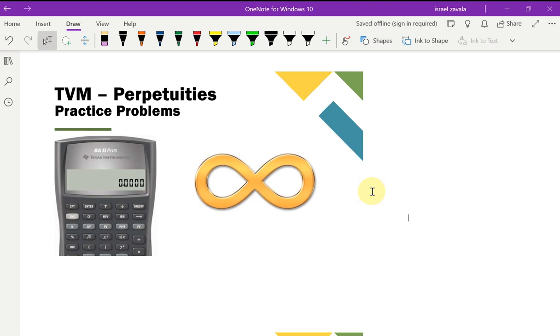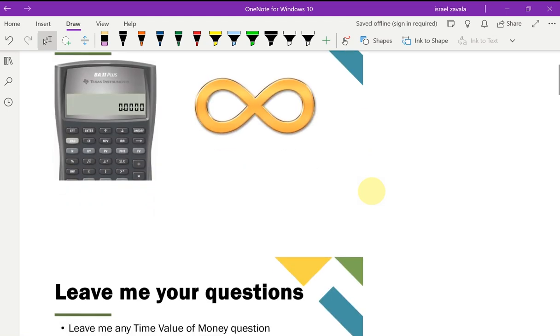Welcome back, students. Today we're going to be talking about perpetuities. My students love these problems because they're basically free points on the exam. Okay, let's get into this.